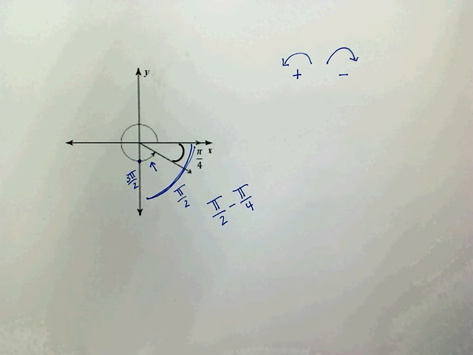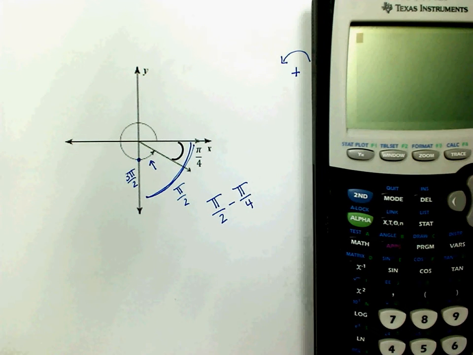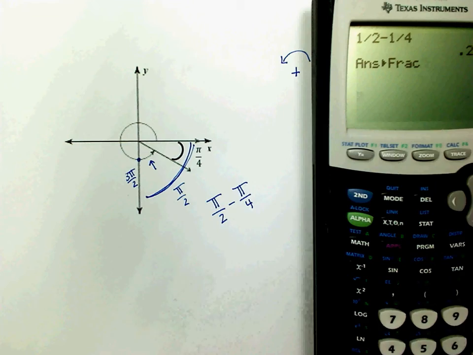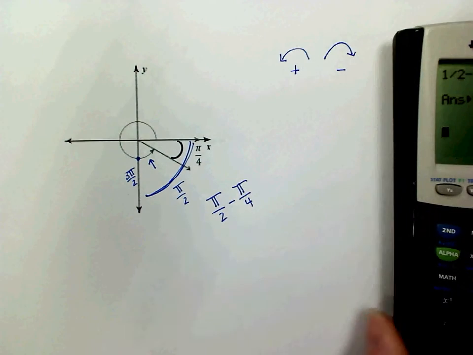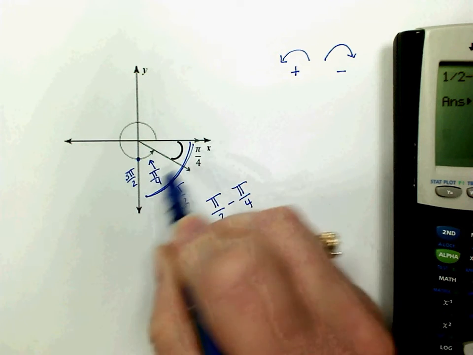Now we can do that in our calculator as fractions. Just remember not to put the pi in your calculator. You're just going to do the 1/2 minus the 1/4. And when you get a decimal, just hit math enter to get that as a fraction. So we can see that that is 1/4 pi, or pi over 4. So this is also pi over 4. Both of these are pi over 4.